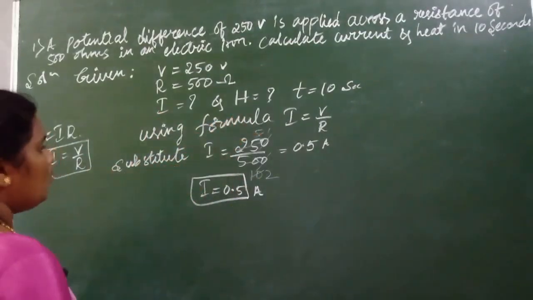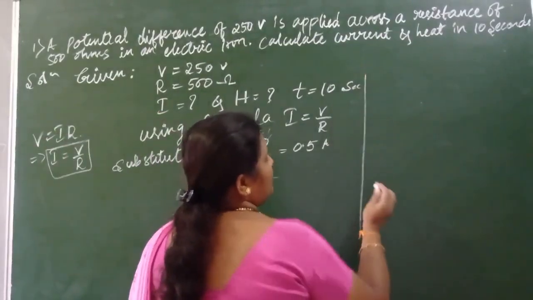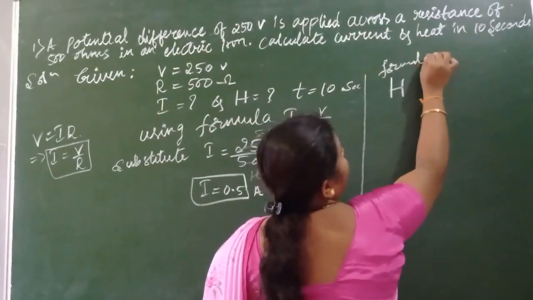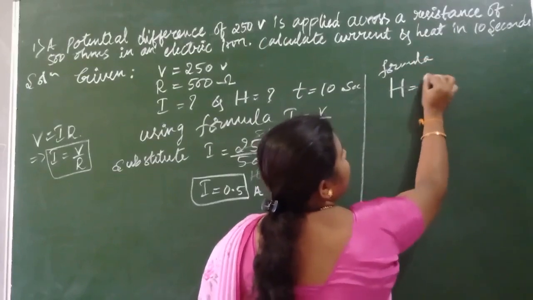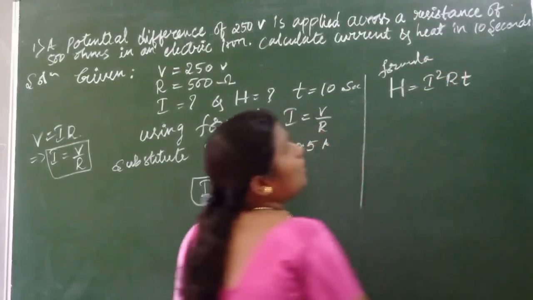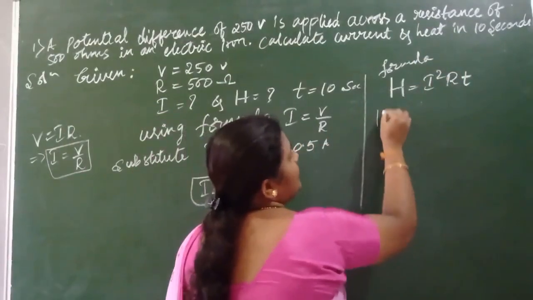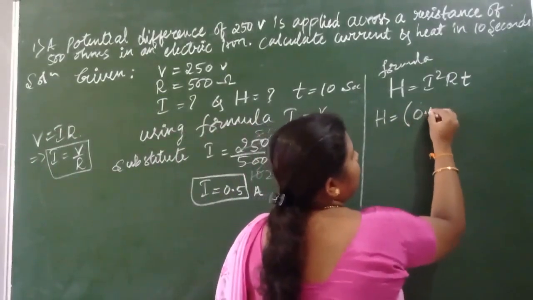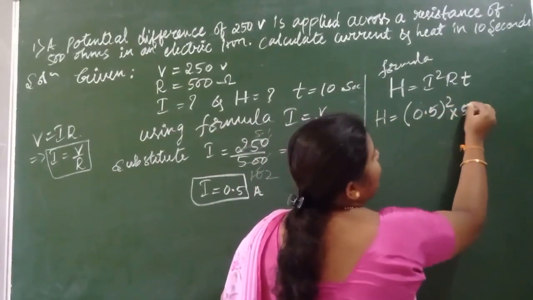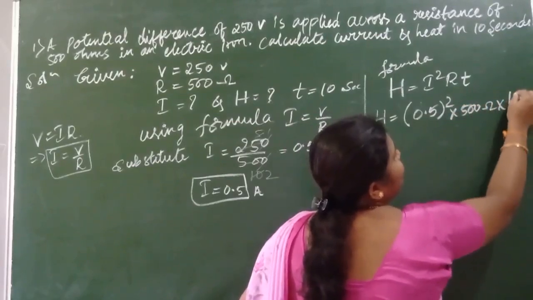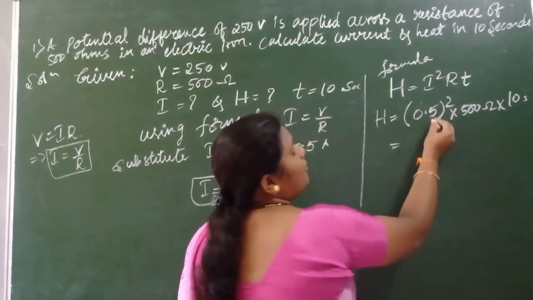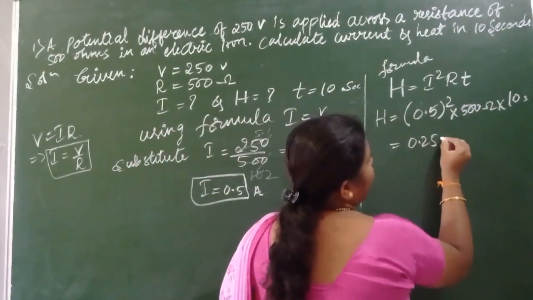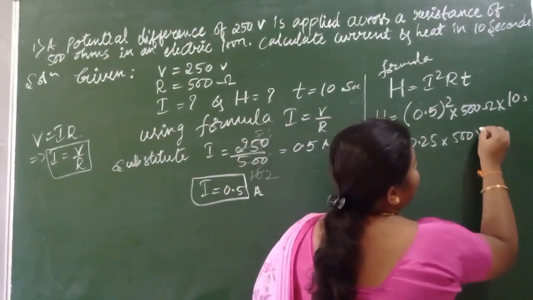H value. So what is the formula, children? Using the formula, H is equal to I square into R into T. Isn't it, children? So keep as it is H. What is the I value? 0.5 whole square. R value how much, children? 500 ohms. T value is 10 seconds. So 0.5 whole square is nothing but 0.25. 0.25 into 500 into 10.